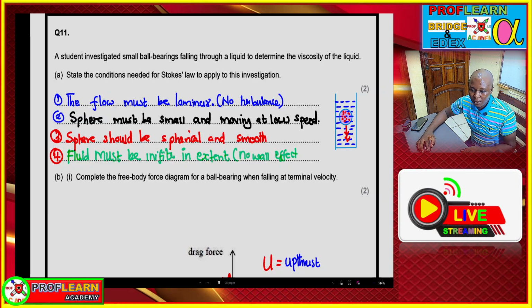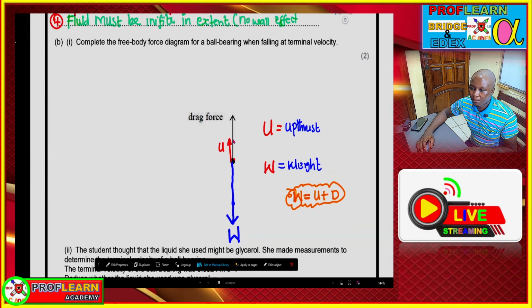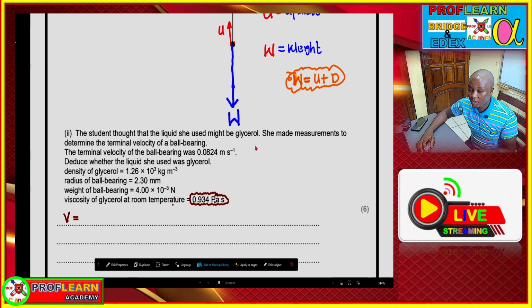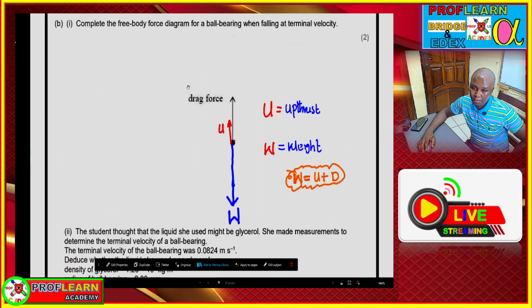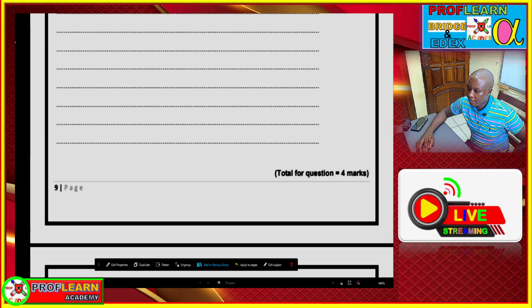That means that as the sphere is moving, it should not touch the walls. And if an object is moving at terminal velocity, the sum of upthrust and drag should be equal to the weight, so that the resultant force is 0. We are going to pick from our part B, and these are the kind of questions we are going to look at.